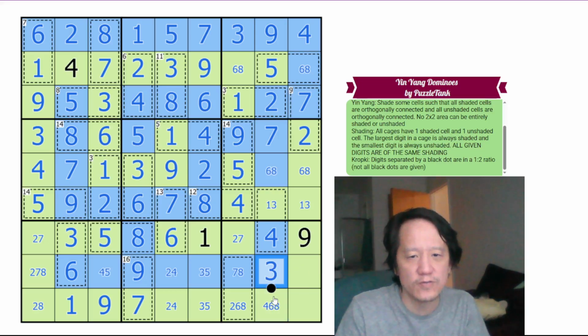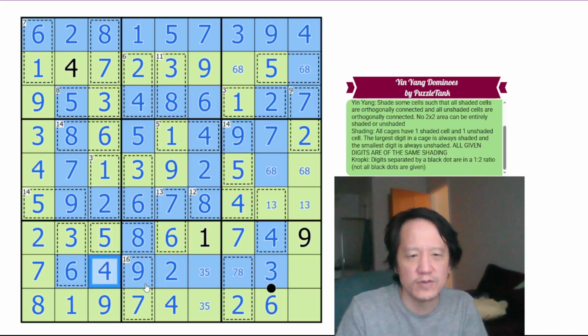And therefore this is 3. That's 6. This can no longer be 6 here. This is the smaller one since it's unshaded. Cannot be 8. Therefore this must be 2. That makes this 7, which makes this 2. Which makes that 8, which makes that 7. 2 eliminates 2 here, so it's 4 and 2.